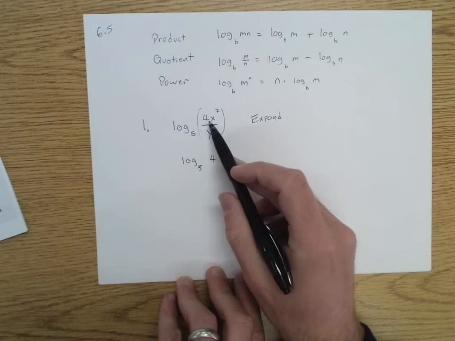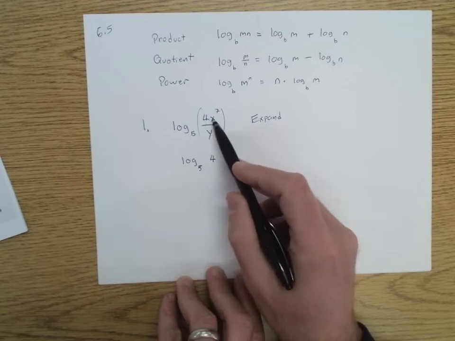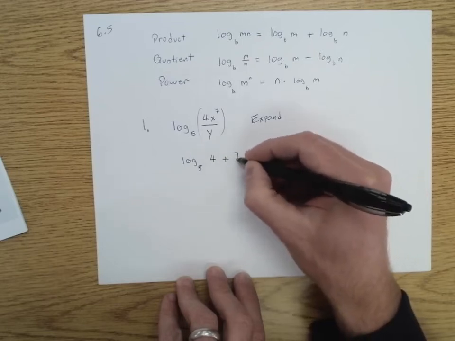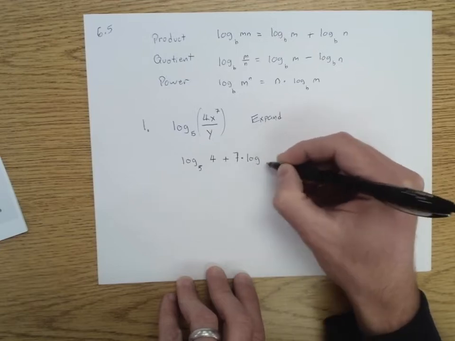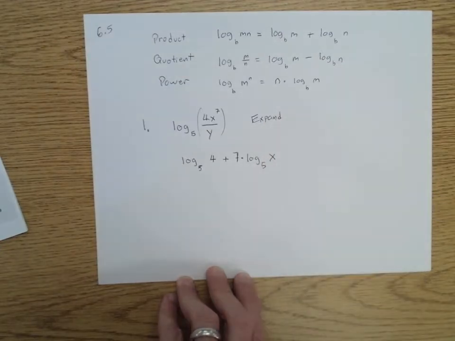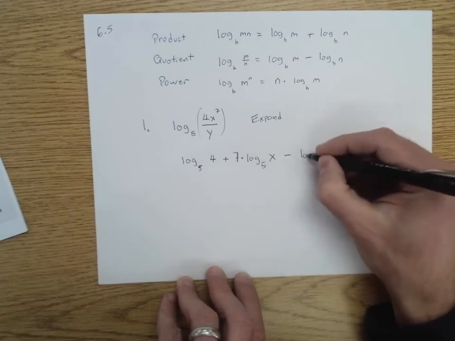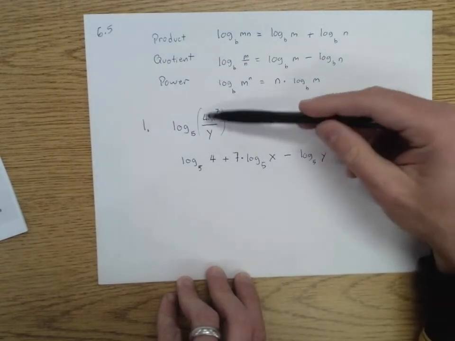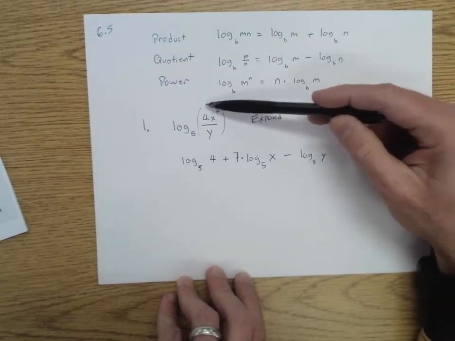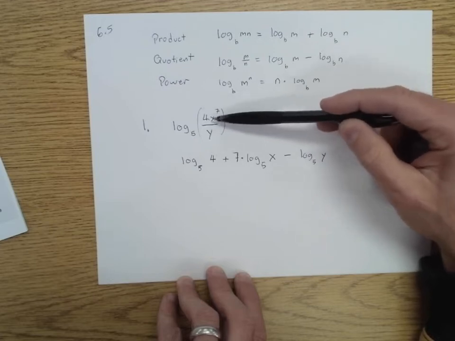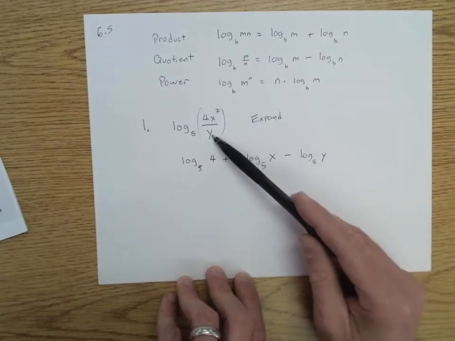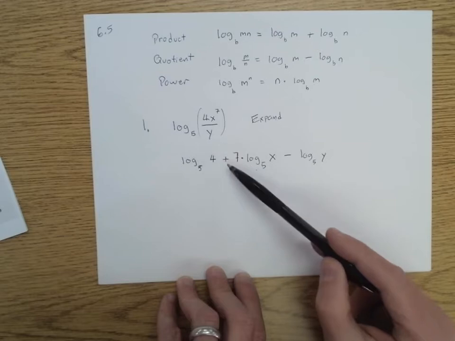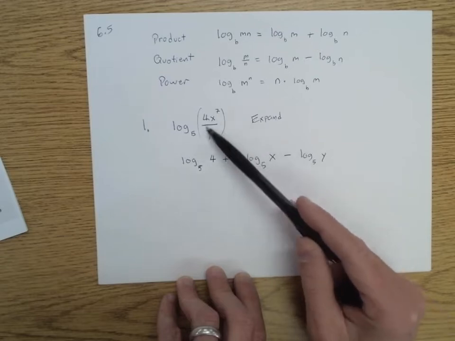So I'm going to start with log base 5 of 4. Now I'm multiplying by the x, and that means I'm going to write that as plus 7 times log base 5 of x, and then minus log base 5 of y. So if you think about that, we start with the exponent here. Everything in a fraction, everything in the numerator, when we expand it, is a positive term. Everything in the denominator is a negative term. And when we multiply those 2 things, that becomes addition. And we also had a power, so the power comes out to be in front.